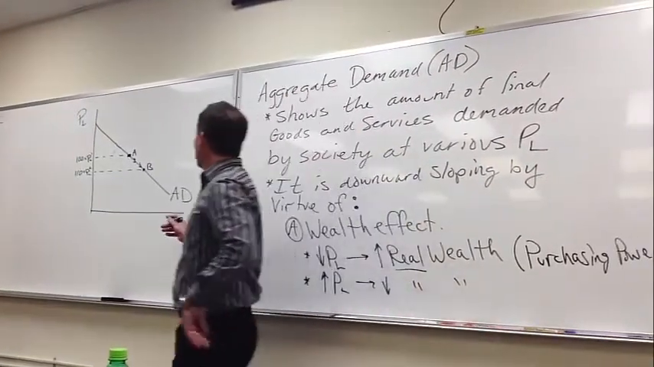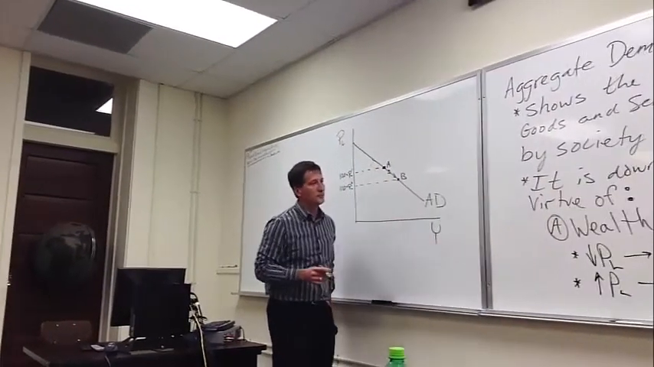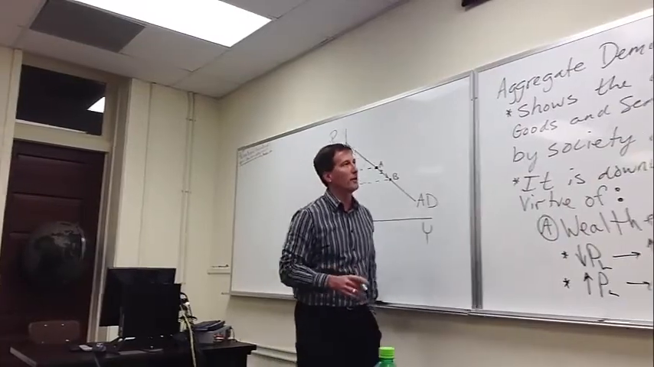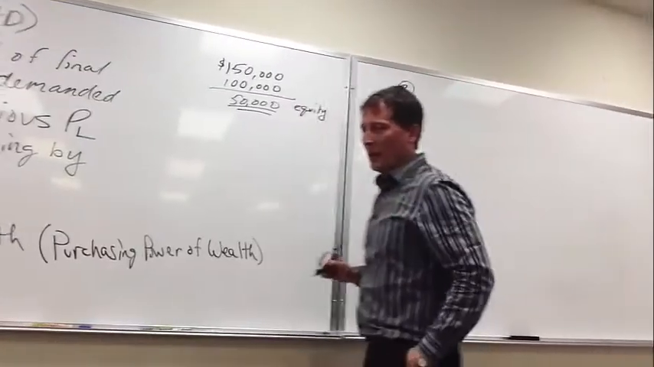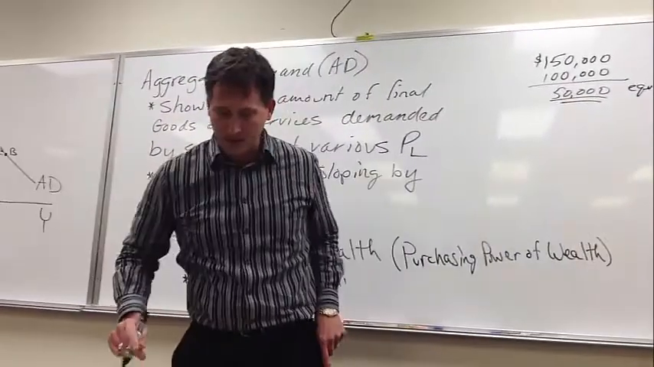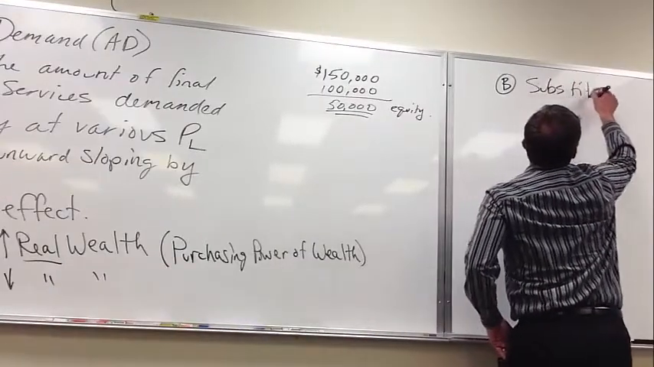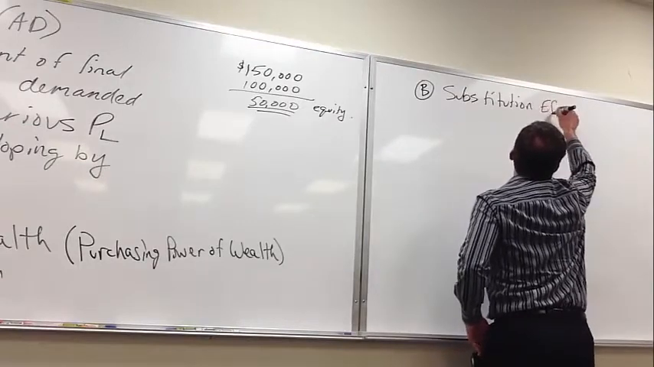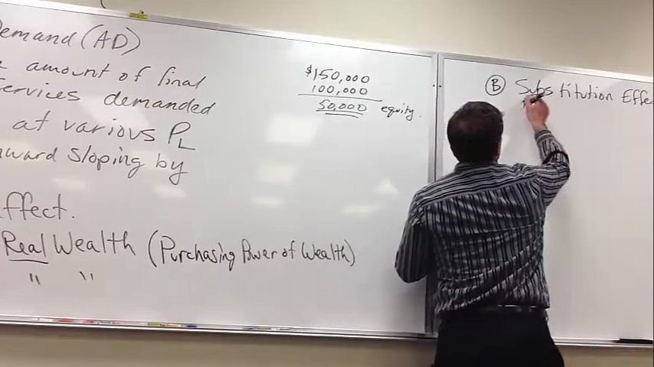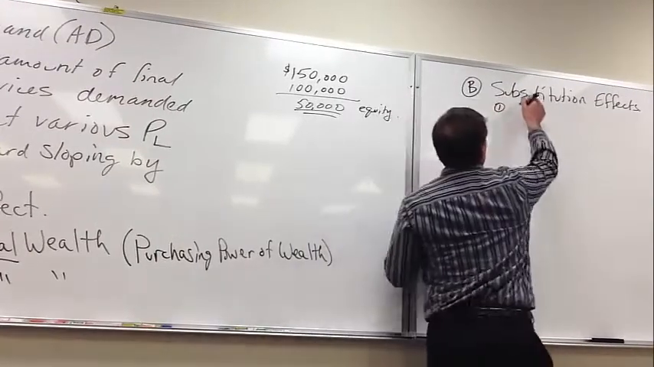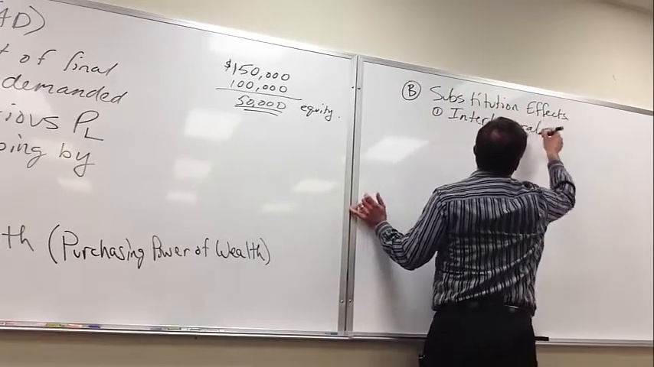Okay, so all of that leads us to having greater purchases going on with this wealth effect. B would be a couple substitution effects. So we've got substitution effects. And there's kind of two cases. One type of substitution effect that I think we mentioned before was an intertemporal substitution.